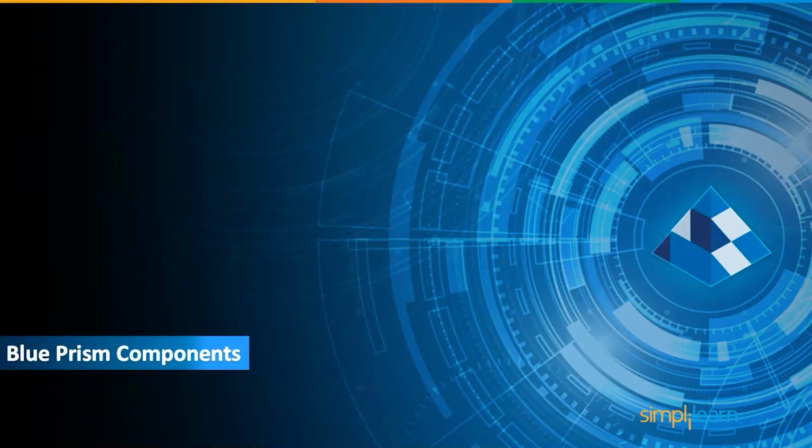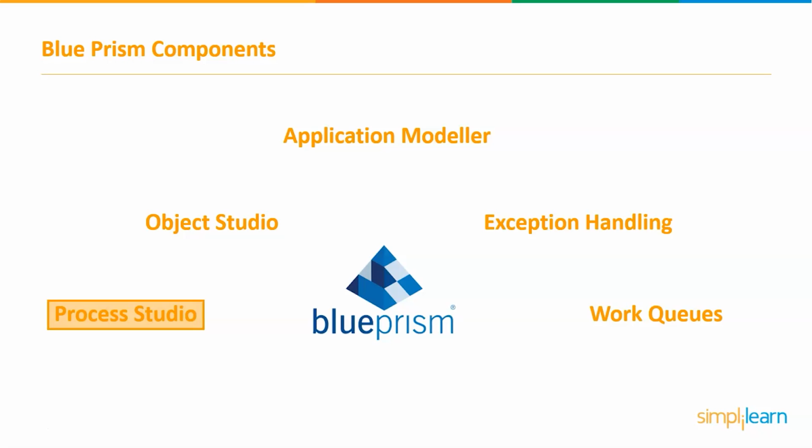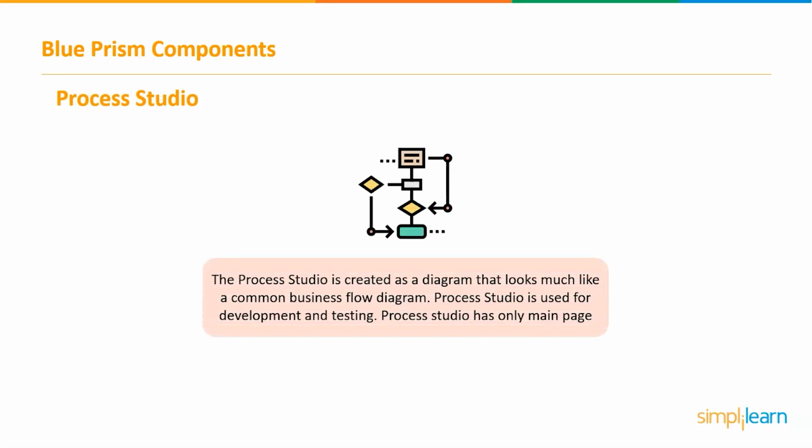Let's look at some of the Blue Prism components. Some of the Blue Prism components are Process Studio, Object Studio, Application Modeler, Exception Handling, and Work Queues. A Blue Prism process is created as a diagram that looks much like a common business flow diagram. We can call from the Process Studio if the page is published. For development and testing, we use Process Studio. Process Studio has only the main page.